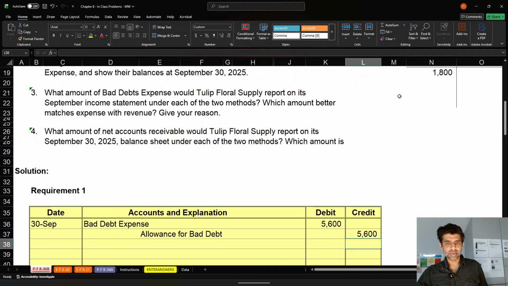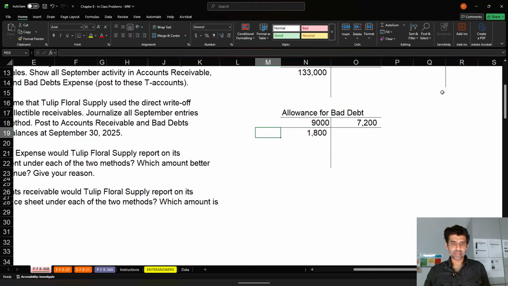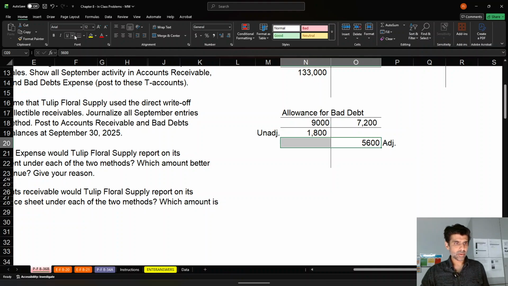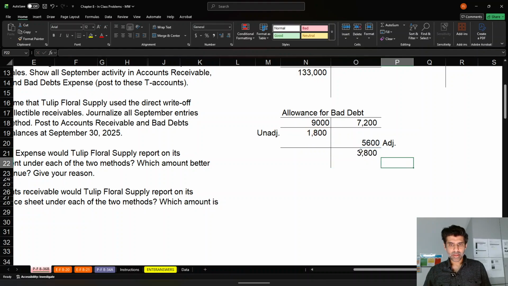Okay, so now let's look at our T accounts. So now this is our unadjusted balance. Now we're going to have a credit to allowance for bad debt. So this is our adjusting entry. So now we're happy in that our adjusted balance is a credit balance. So we're happy about that.